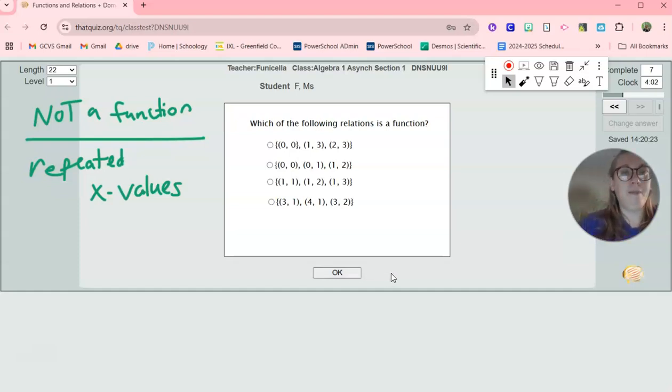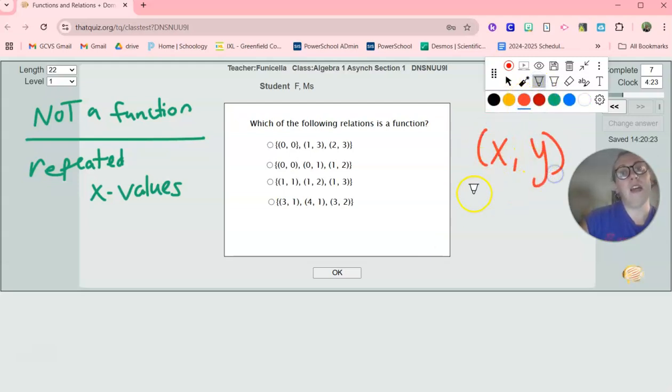Which of the following relations is a function? So we're looking for the ones that are not a function, which means we're going to have repeated x values. When we're writing coordinates, it's always x comma y. So we want to look at that first number to see if there's any repeated. Down at the bottom, I see 3 is repeated twice, so that is not a function.